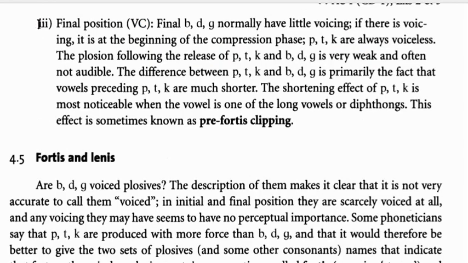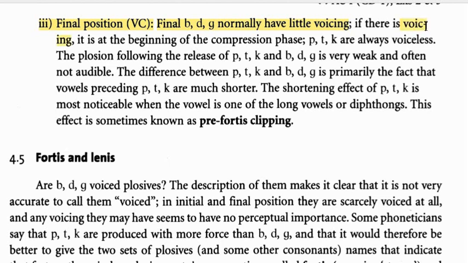Now we have the final position, which is VC. It means vowel followed by a consonant, and this consonant is at the end of the word. Final B, D, G normally have little voicing. See that this is also with little voicing, which are normally regarded as voiced, but still there are degrees of voicing. When it comes at the final position, also there is a little voicing.